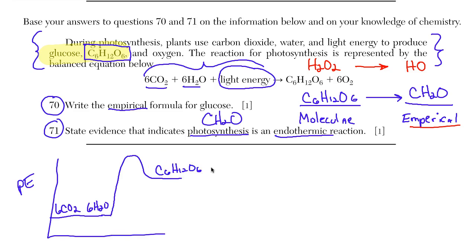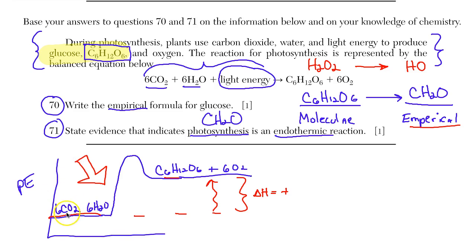And then we make our products, which are C6H12O6 plus 6 oxygens. And if you look here, party people, you'll see that we started low and finished high. The difference of where we start and finish is our delta H. And you should know that delta H is positive here because we're going up in energy. And so this is endothermic. How do we start low and finish high? Energy must be absorbed.